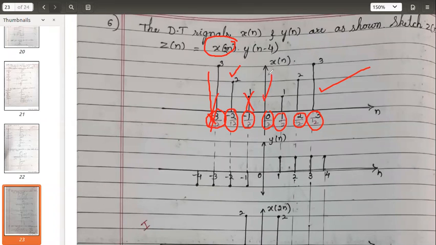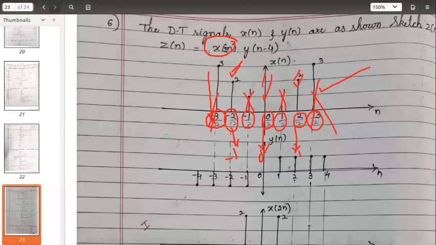0, keep it. 1 by 2, 0.5, a fraction, we don't want. 2 by 2, 1, yes, we want it. 3 by 2, 1.5, we don't want. So how many samples? 1, 2, 3. 3 samples. What is the time? Minus 2 by 2, minus 1. 0 as it is, 0 by 2 is 0 only. Then 2 by 2 is 1.